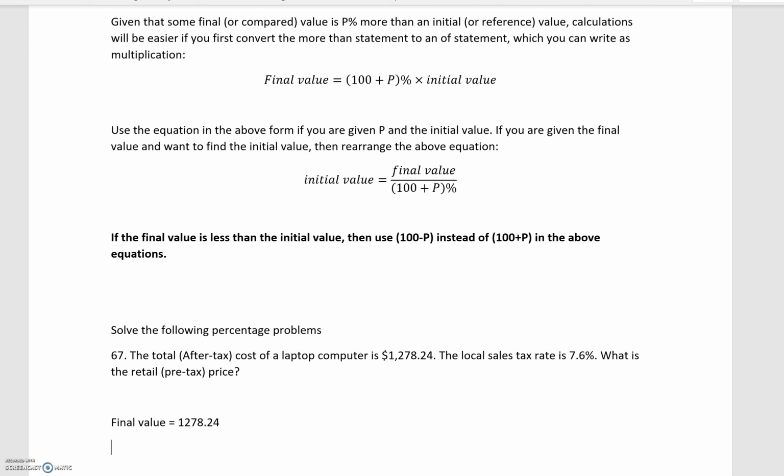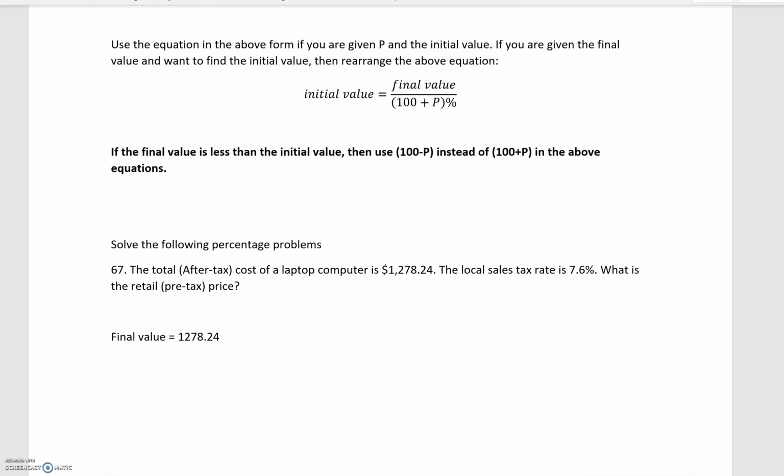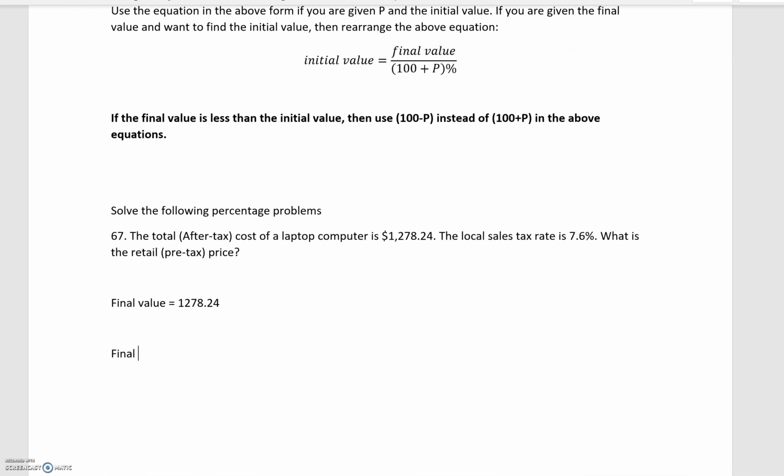So we have a sales tax rate which is 7.6%, right? So the retail price is going to be equal to the following. So this final value is going to be equal to 100 plus 7.6% times the retail price. So that would tell us that the final value is equal to 107.6% times the retail price.